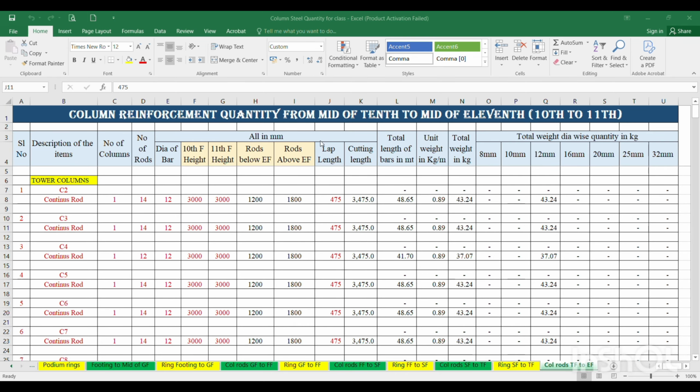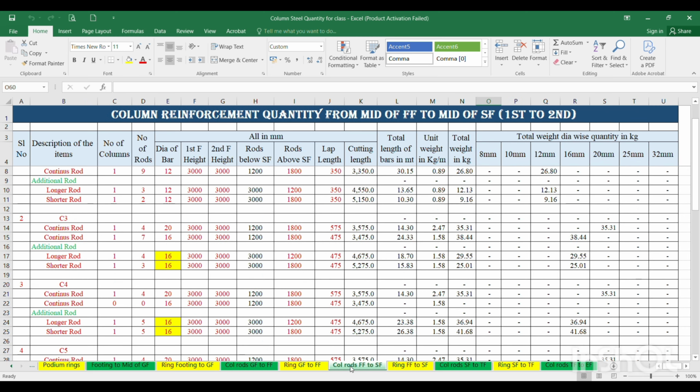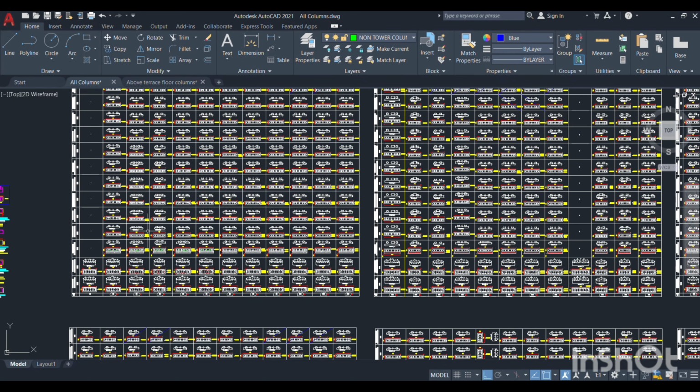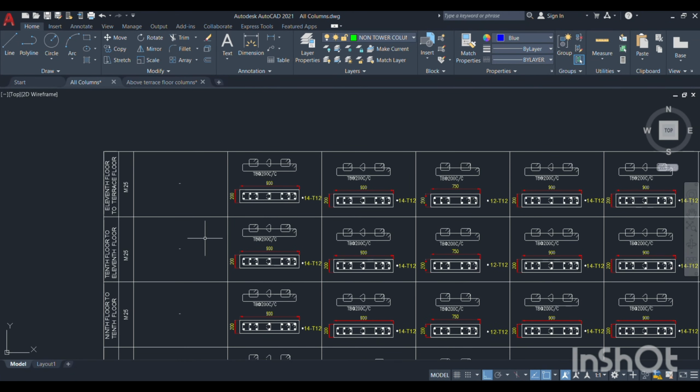In this video, we are going to learn the tower column reinforcement calculation from the 10th floor to the 11th floor. Why am I explaining this? I have already explained the footing to mid of the ground floor, and ground floor to first floor, second floor, and second floor to third floor level. So if you learn these four levels, then automatically you can calculate from the third floor onwards. You can calculate yourself from the 10th floor, and 10th floor to 11th floor also.